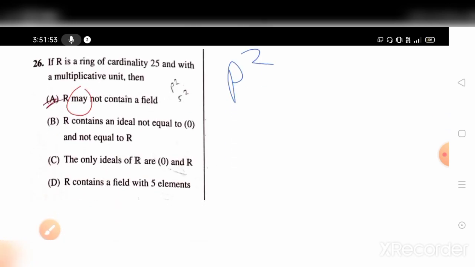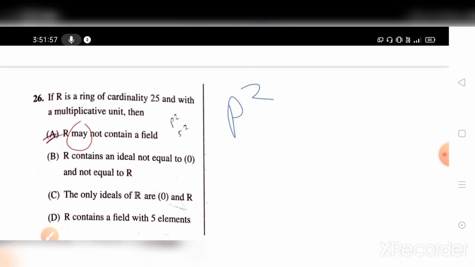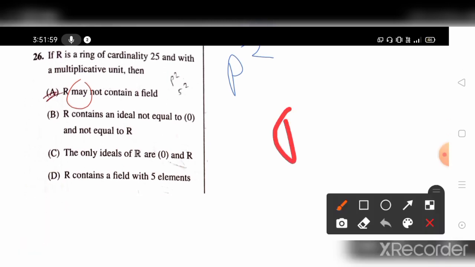Next question. If R is a ring of cardinality 25, that is P square, where P equals 5, and with a multiplicative unit, then R may not contain a field. Answer A is correct.